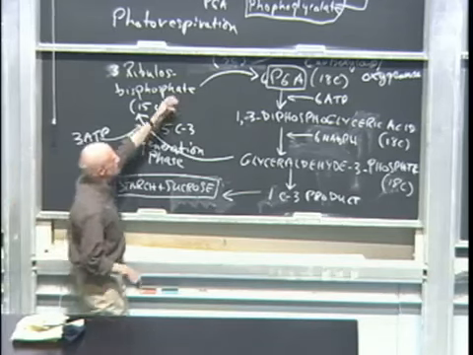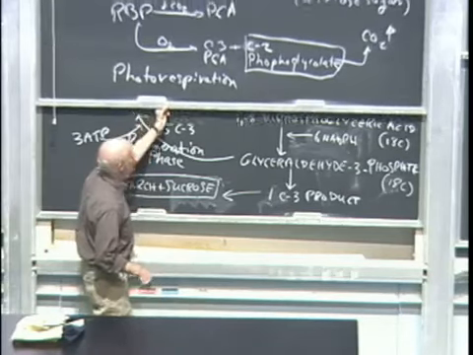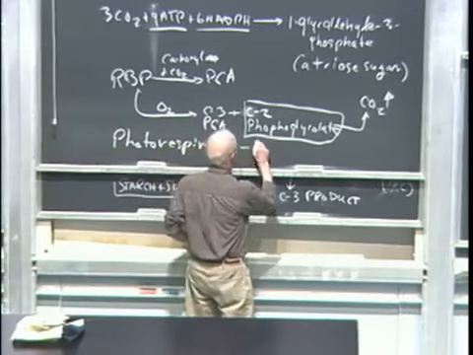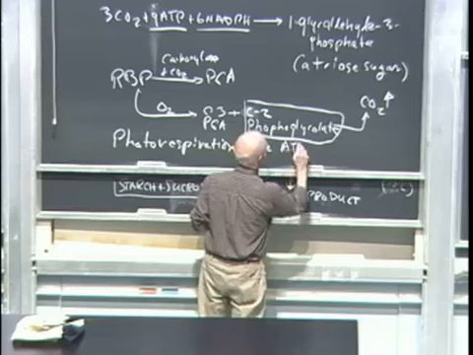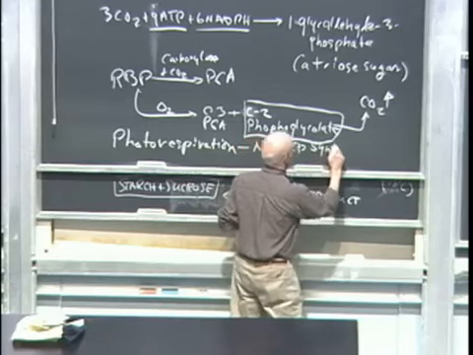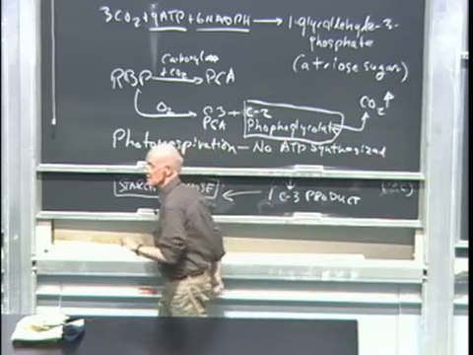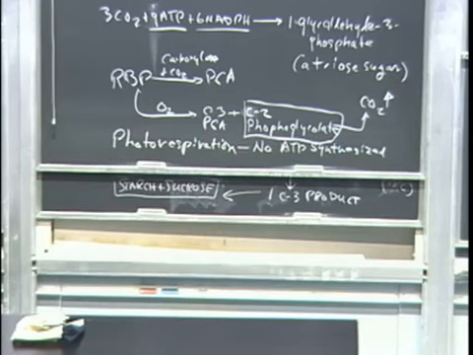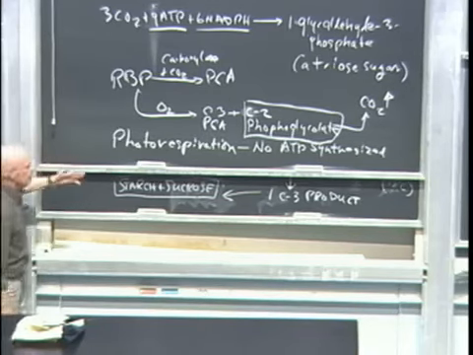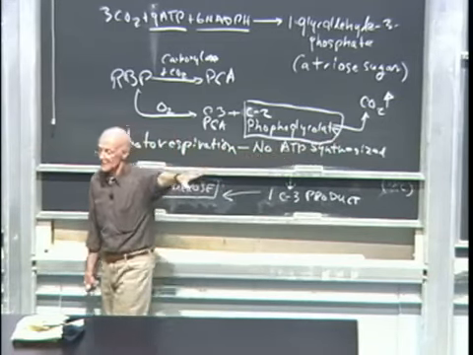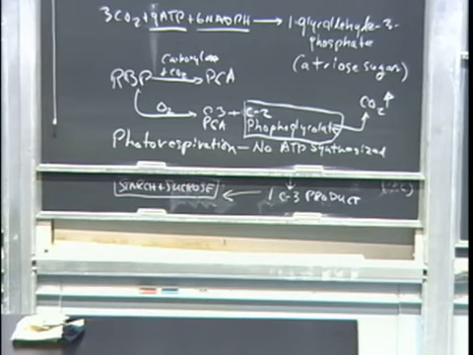The other difference between this photorespiration and true respiration is there is no ATP synthesized. So it is pretty much a wasteful process. And in some plants, it is a large component. 50% of the CO2 that could be fixed is actually lost as CO2 during photorespiration.